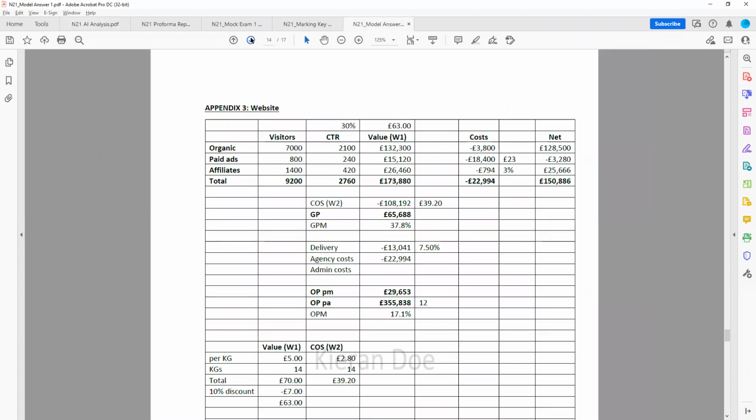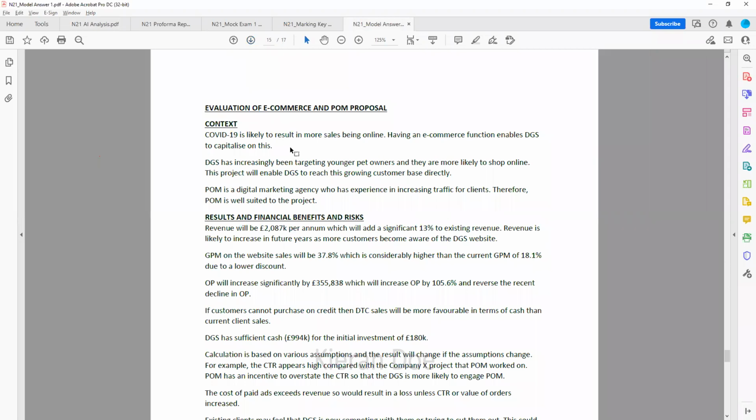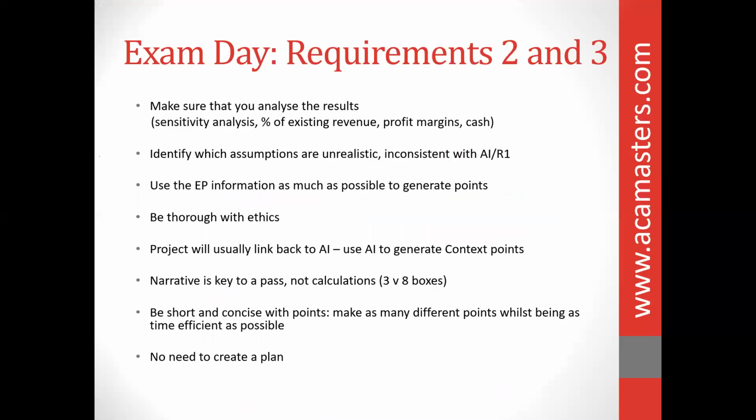So in requirement 3, for example, we can make some points in the context section about PRM. They're a digital marketing agency. We know they've got experience in increasing traffic for clients because we knew that from the AI. Therefore, they'll be well suited to this project. So, like I said, requirement 2 or 3 will usually link back to the AI, and therefore the AI can be quite useful here. So, I know I've said a lot, use the exam paper information as much as possible.